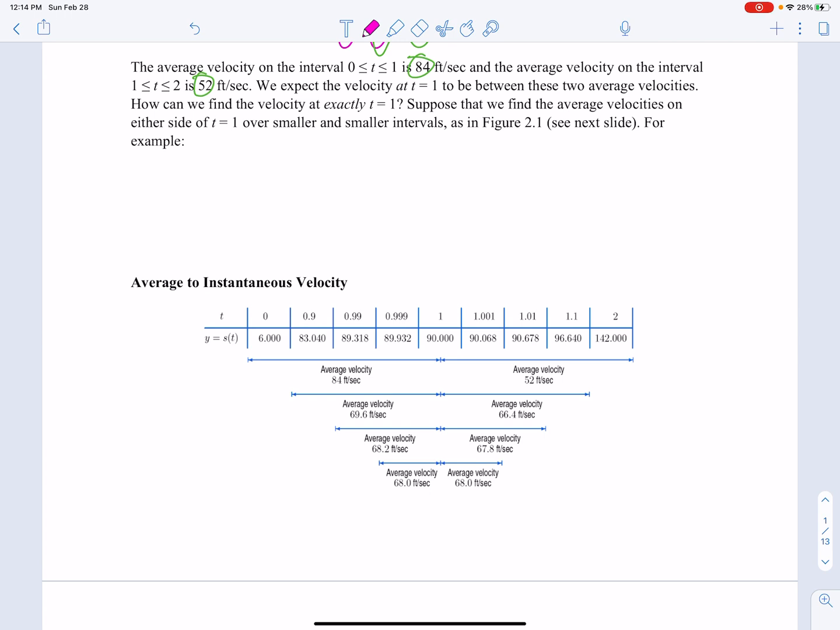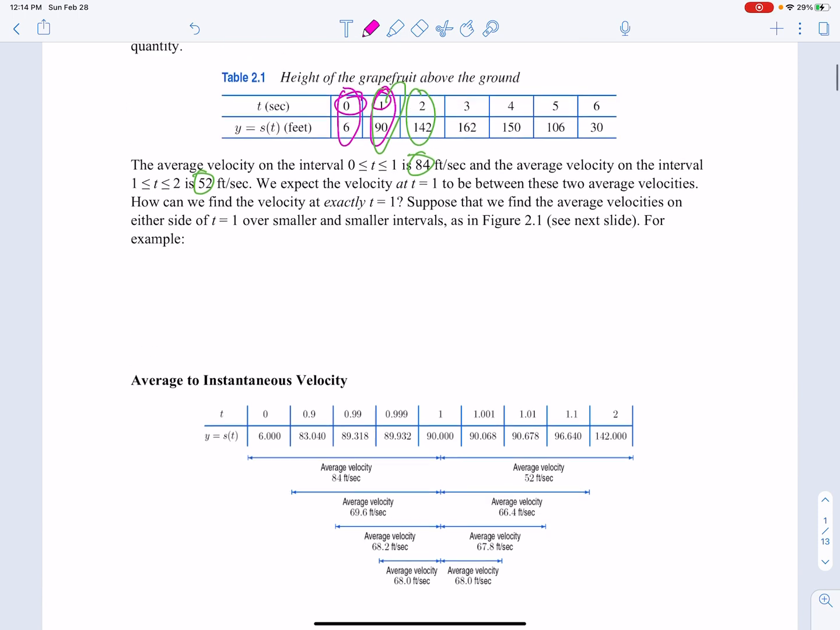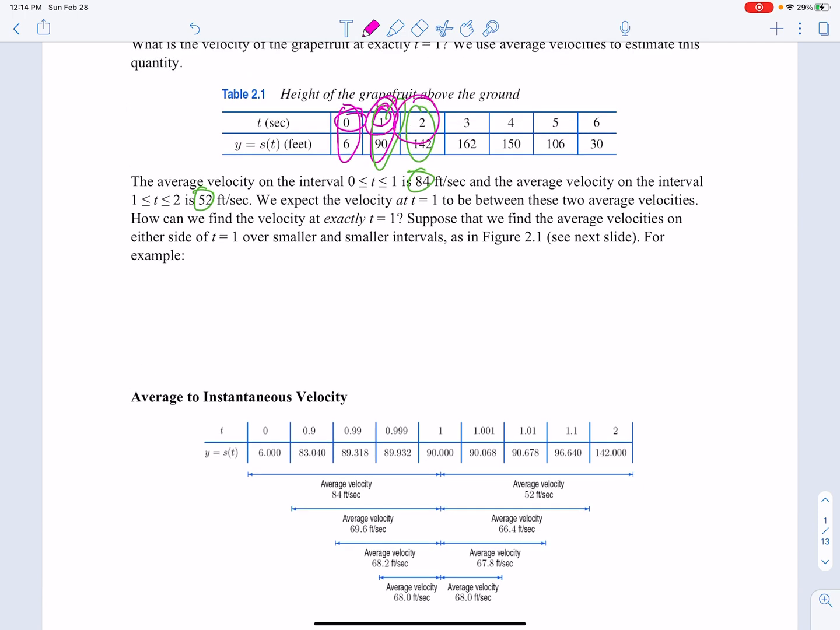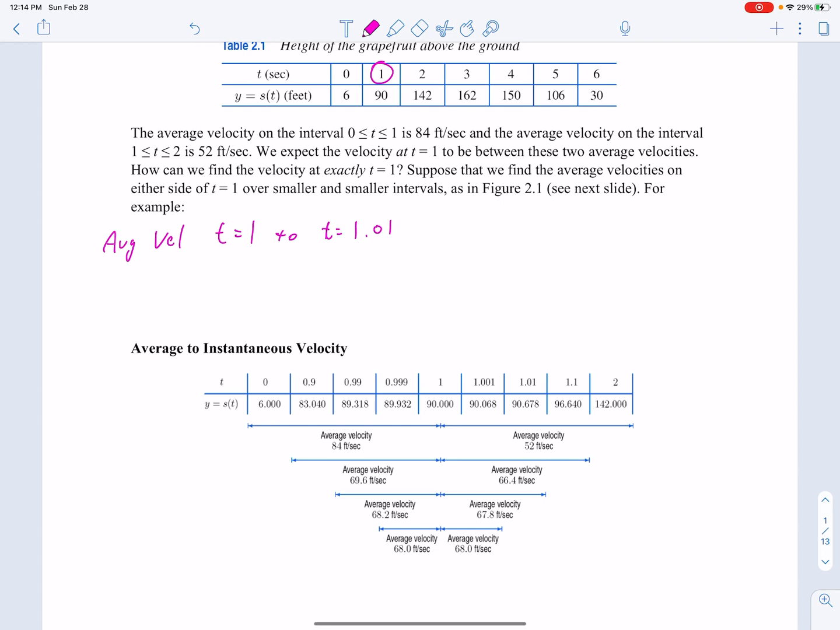Okay, so let's do a quick example here. Let's decrease the amount of time. Instead of 1 second intervals, what if we went with a much smaller time interval? We're going to find the average velocity from time equals 1 to time equals 1.01, so 1/100th of a second later instead of 1 full second later. So we're going to use from this data point to this data point, right?